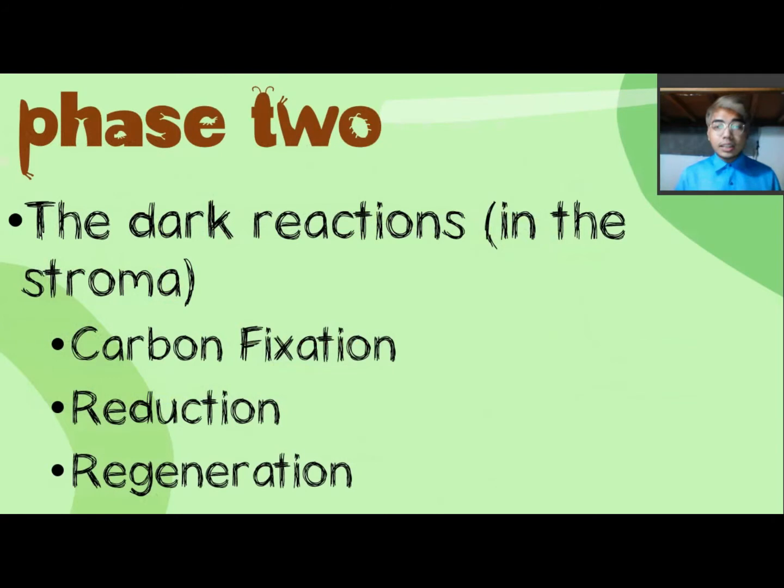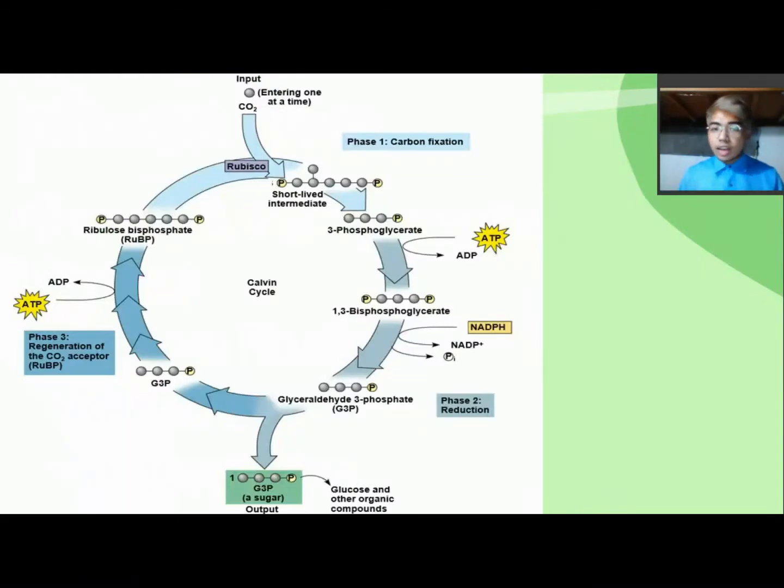Remember, the light-dependent reaction happens on the thylakoid membranes, while the dark reaction, or the Calvin cycle, happens in the stroma, in which there are three major phases: carbon fixation, reduction, and regeneration. As a summary of the different things that you're going to consider.